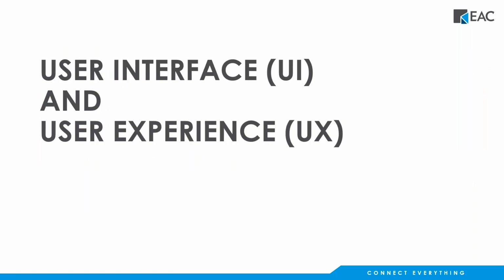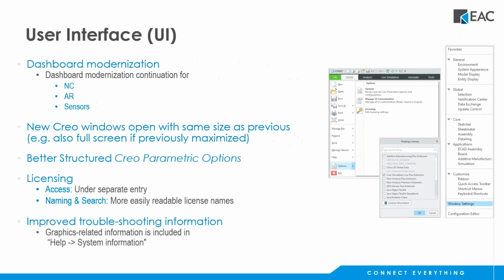All right, user interface and user experience enhancements. So for our user interface enhancements, we have updated dashboard modernization. So we have continuation for modernization in NC, AR, and sensors within Creo. When we open up new Creo windows in Creo 9, they will have the same size as previous windows that we've opened, which is a nice touch. And then we have a better structured Creo parametric options menu. Like we said, we have easier access to licensing, and now we have graphics related information included in the help and system information.